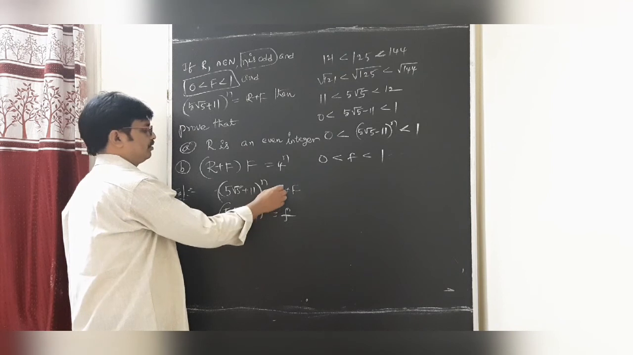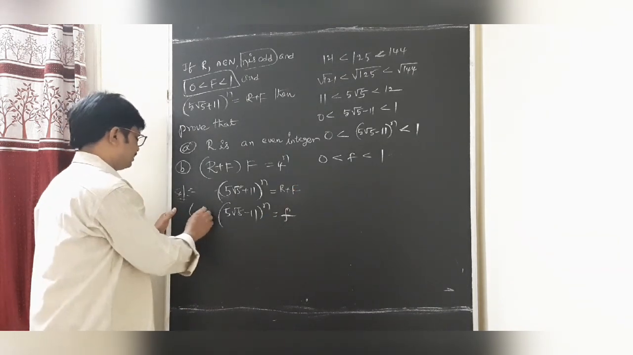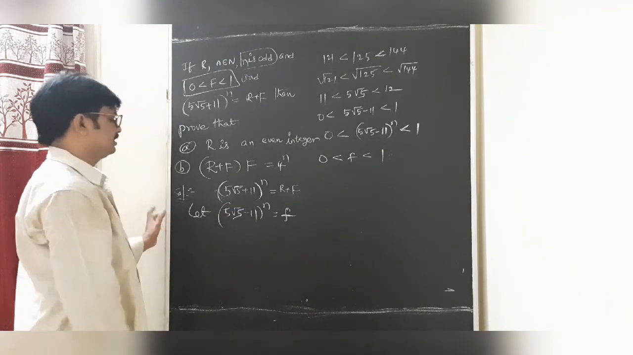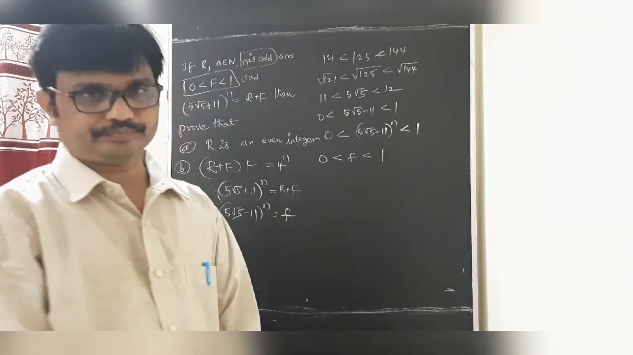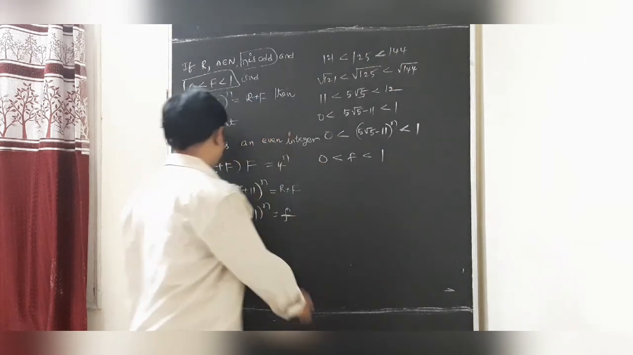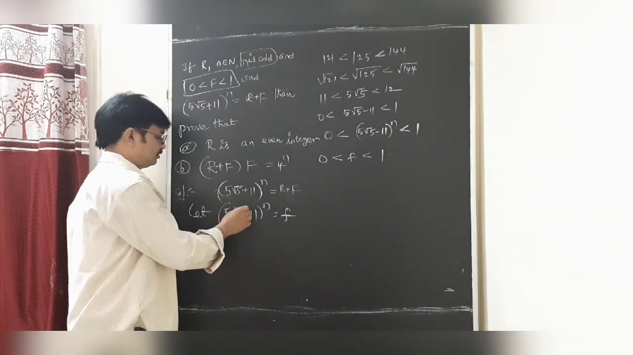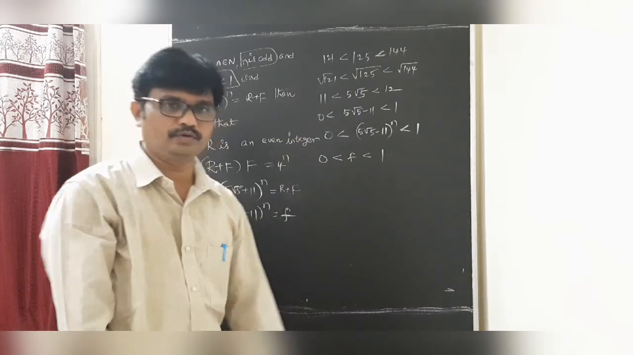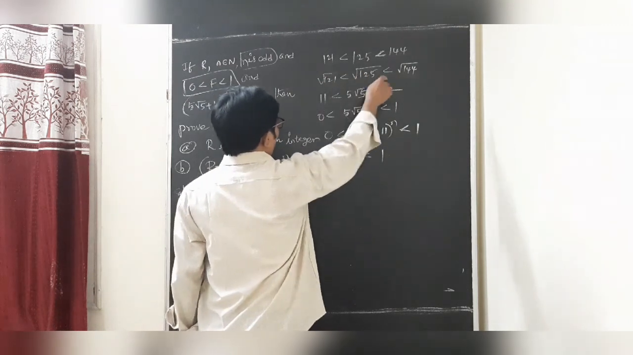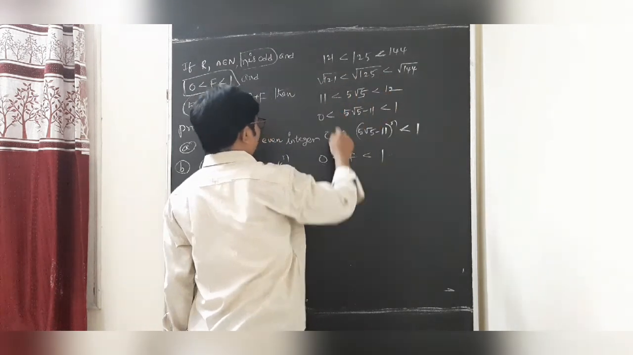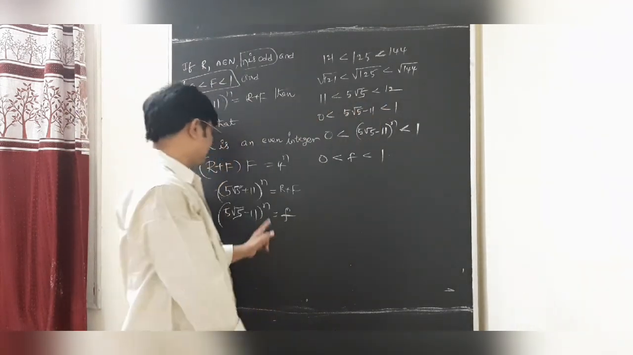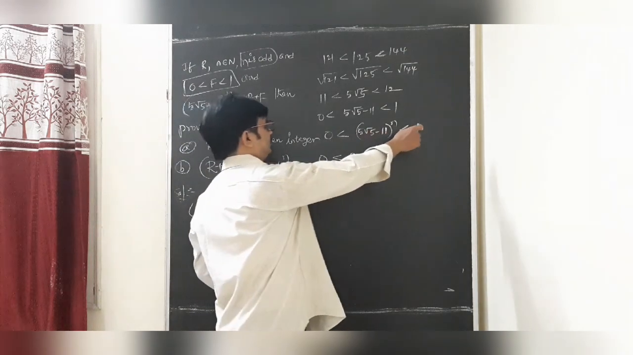5 root 5 plus 11 whole power n is the r plus f. So we are taking between the minus 5 root 5 minus 11 whole power n is the small f. So dear students, the 125 lies between 121 and 144, we are taking the square root on both sides. Each and every time we are taking the square root, 11, 5 root 5, 12. Now students, there is minus 11, so we take minus 11, minus 11, minus 11. After that we are taking power n, 0 power n, 1 power n.